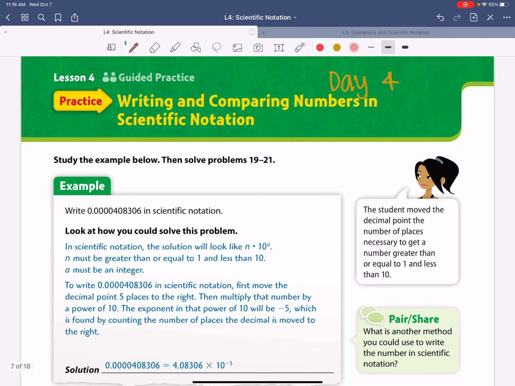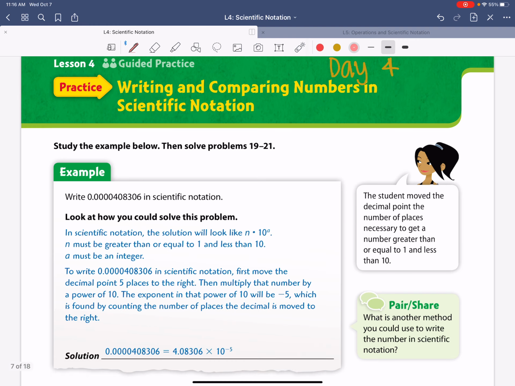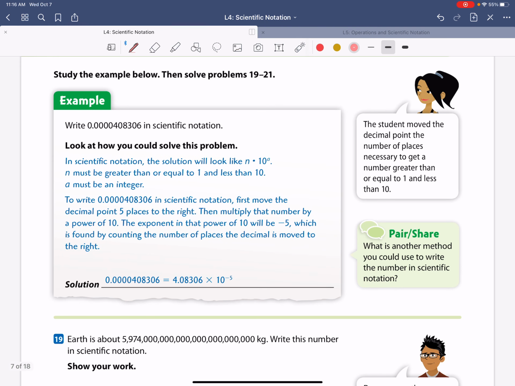Day 4 for scientific notation. We're writing and comparing numbers in scientific notation. So our example problem is to write 0.0000408306 in scientific notation. You know you need a number between 1 and 9, and the quickest way to get that is to just put a decimal after your 4.